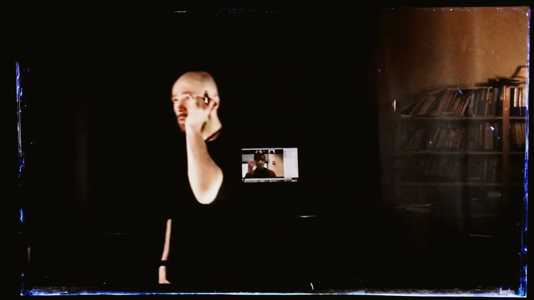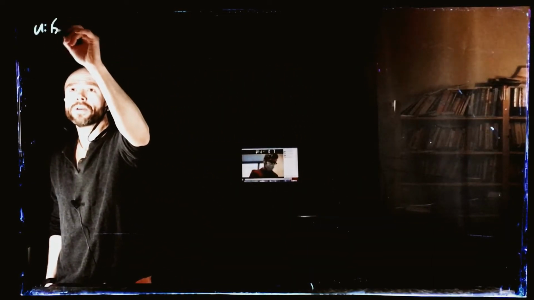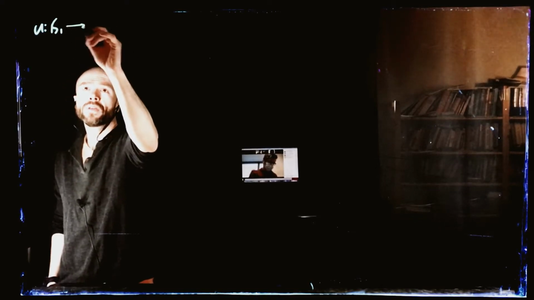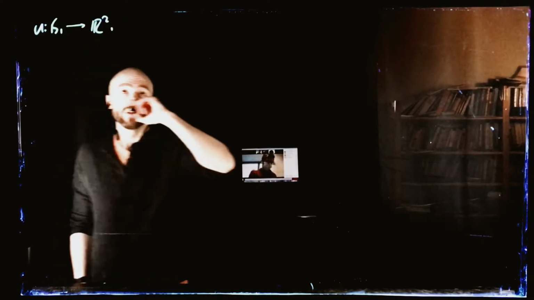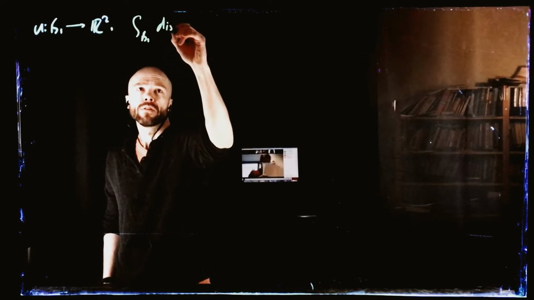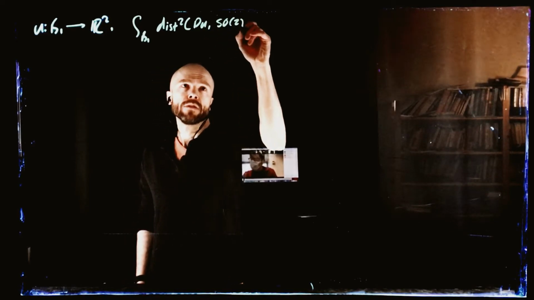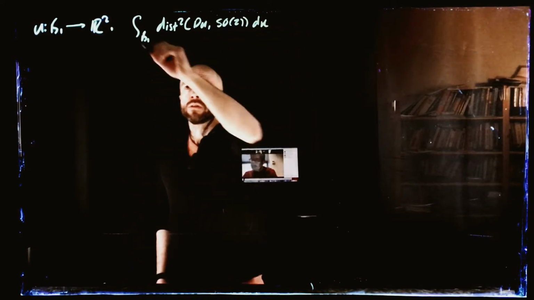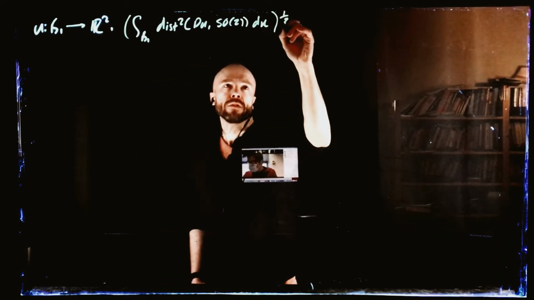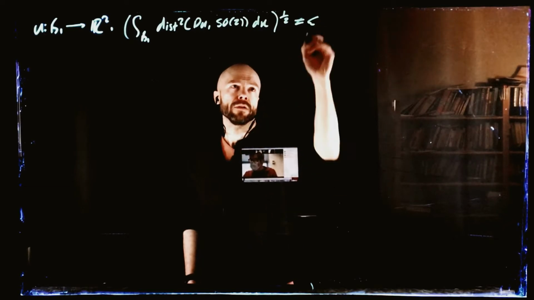We were proving the Friesecke-James-Müller theorem, and this is where we were. So we had u from some region, we took it just to be the unit ball for simplicity, into R^2, with this hypothesis that the integral of the distance squared of the gradient away from rotations, we're going to call it epsilon, is equal to epsilon.